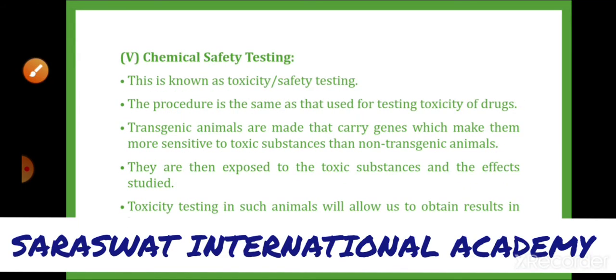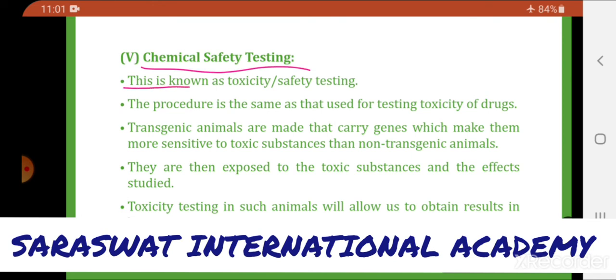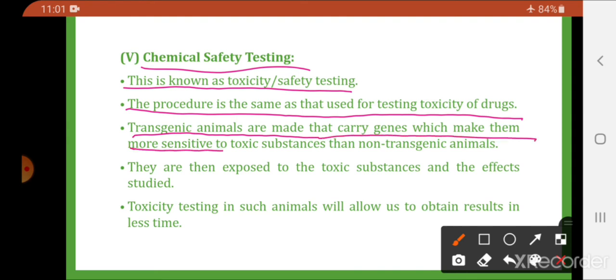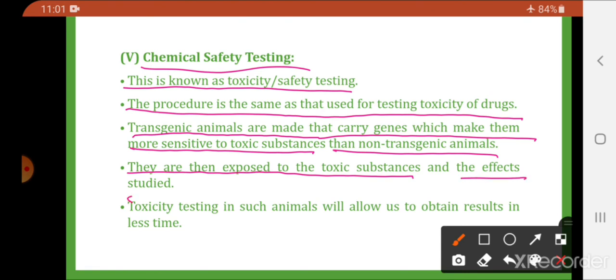Chemical safety testing. This is known as toxicity or safety testing. The procedure is same as that used for testing the toxicity of the drugs. Transgenic animals are made that carry the genes which make them more sensitive to toxic substance than non-transgenic animals. So animals are designed in such a way that the animals carry the genes which make them more sensitive to toxic substance than the non-transgenic animals. Later they are exposed to the toxic substances and effects are studied.